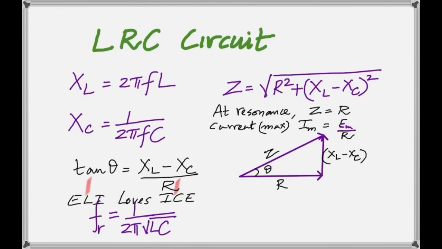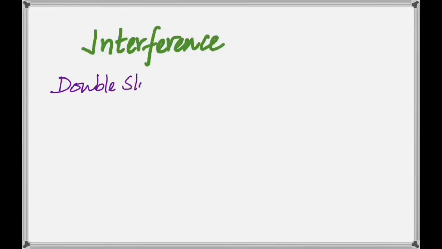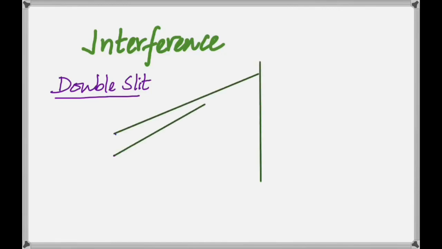Okay. So that's topic number 3. Number 4. You've not been tested on this topic, so be careful about that. That's for sure a question. Double slit interference.